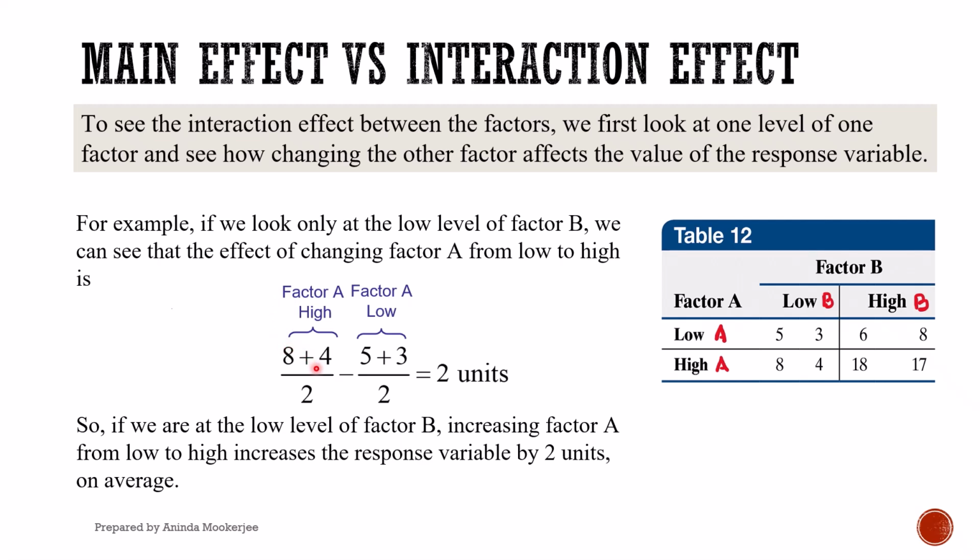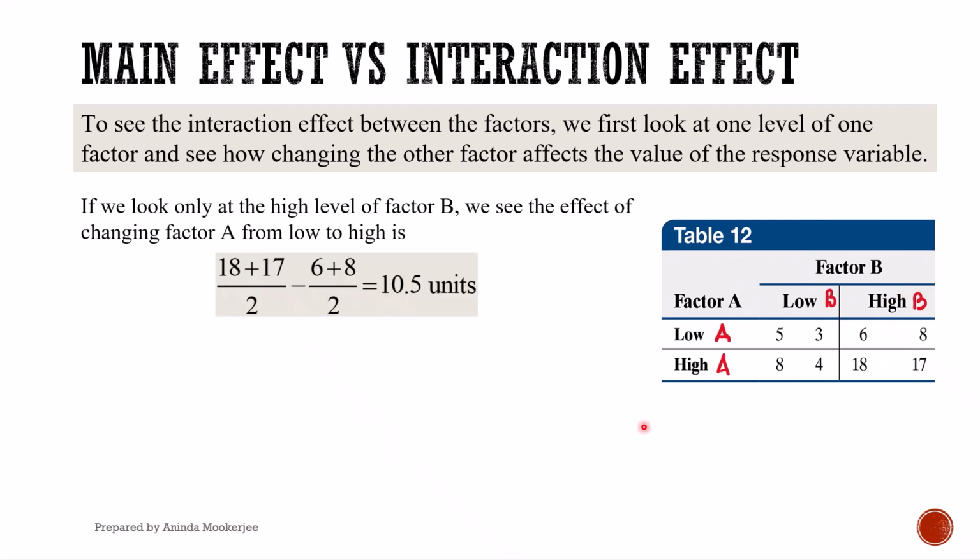Right? So now let's see what happens if we hold on to factor B high and compare the lows and highs of factor A within the factor B high group. Here we will perform the same process as before, except that this time we will hold onto the high level of factor B. So we will just look at the values within the high box under factor B and compare the high and lows of factor A.